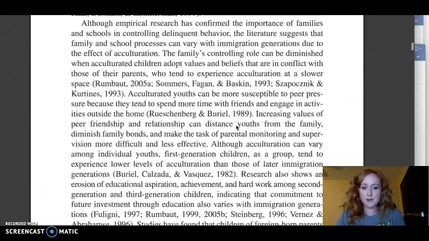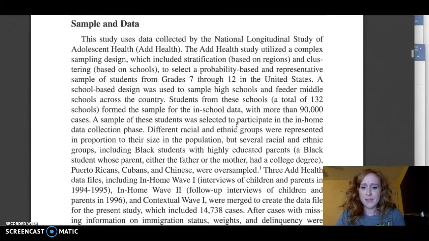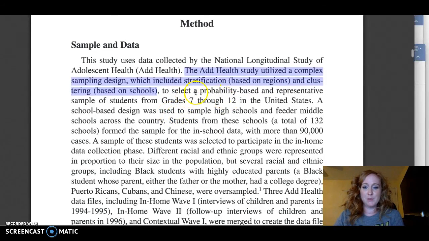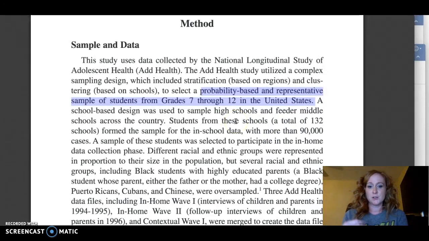Then, later on, we're ready to see theory and eventually methods. Look at this. It says sample and data. So journal articles are written the very same way you're doing your research paper. This study uses data collected by the National Longitudinal Study of Adolescent Health. Okay? And then it says it uses a sampling design that was a stratified sample based on regions and clustering based on schools to select a probability-based representative sample of students from grades 7 through grades 12 in the United States. Okay, so they're describing the data. They're describing who's in the population and how the sample worked.